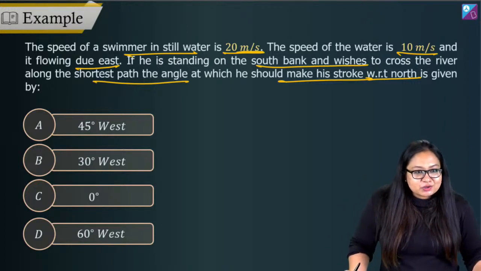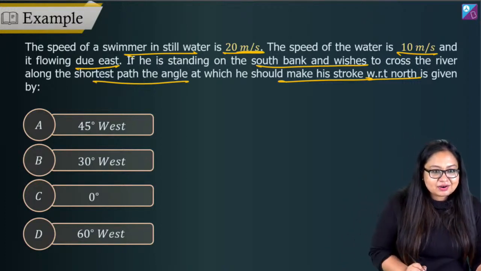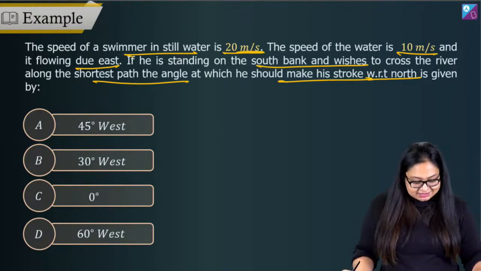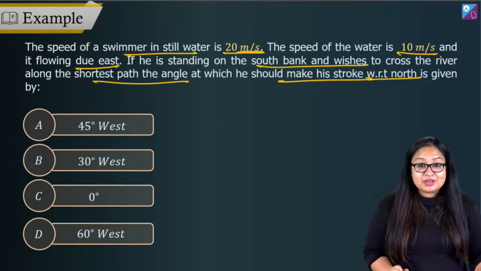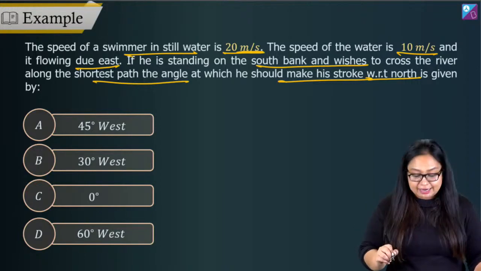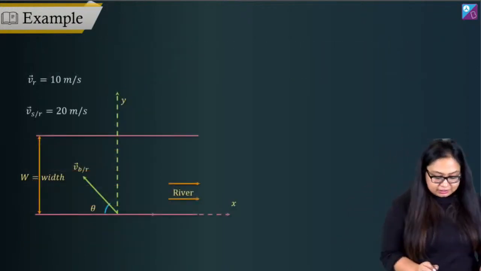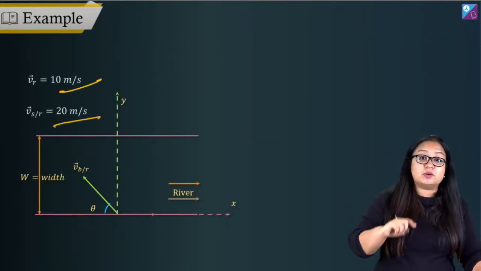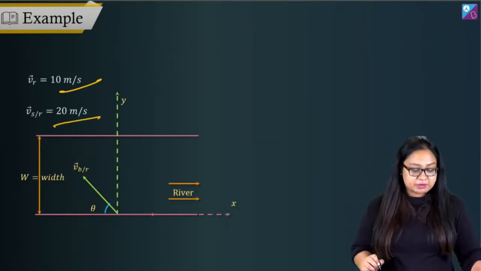All right, I can see Santosh says D, Sharda says D. All right, Bikash says D. Let's see what the answer comes out to be. So, here we want the shortest path, right? So, let's talk about it. Velocity of river is given as 10 meters per second. Velocity of swimmer with respect to still water is given as 20 meters per second.